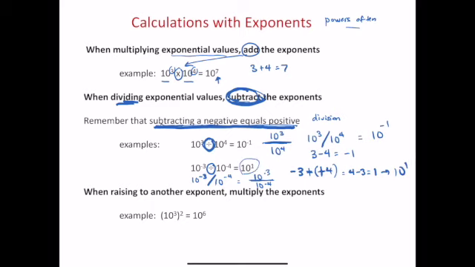Only when you are raising an exponent to another exponent do you multiply the exponents. Okay, so that is an example here, 10 to the third raised to the power of 2. So this would be 3 times 2, or 6, and that's how you would get 10 to the 6th. One thing to remember is that 10 to the power of 0 is equal to 1.